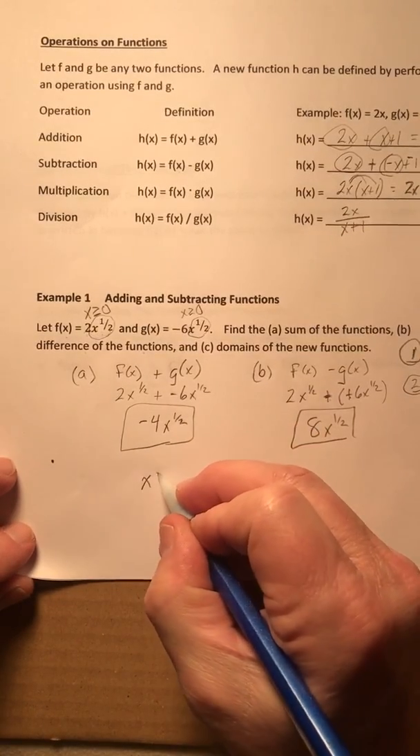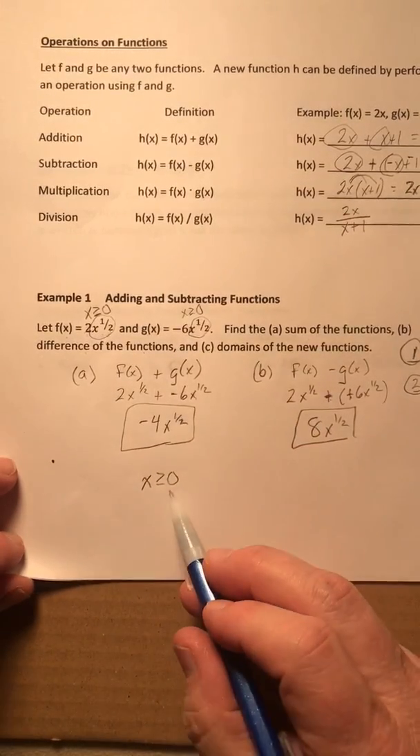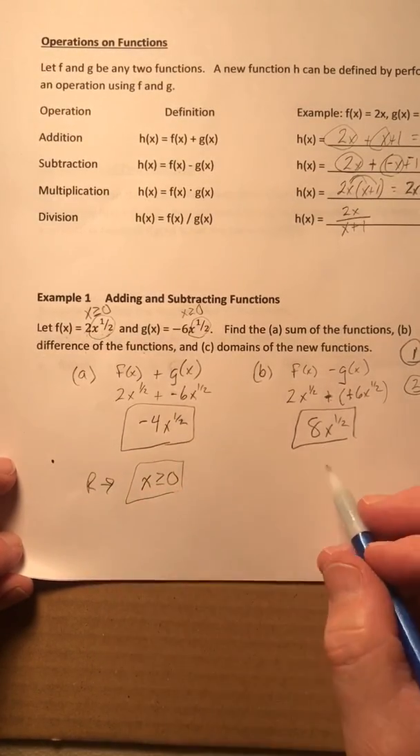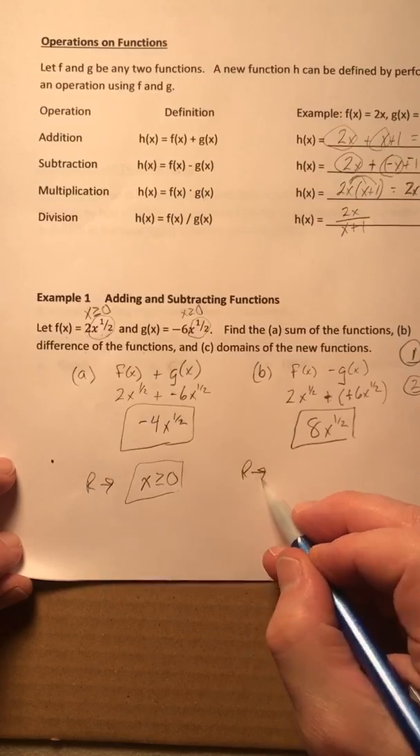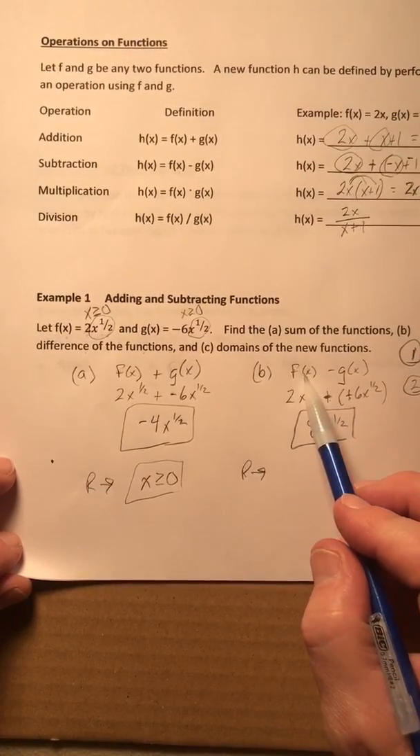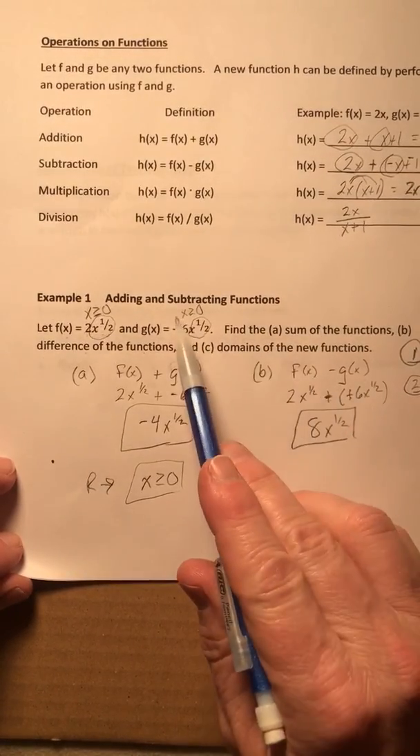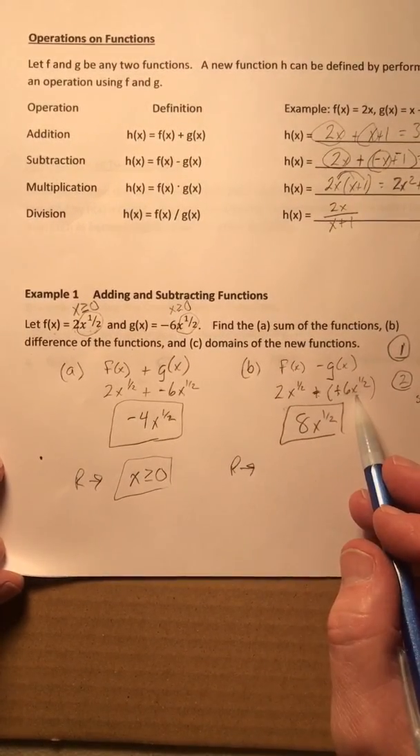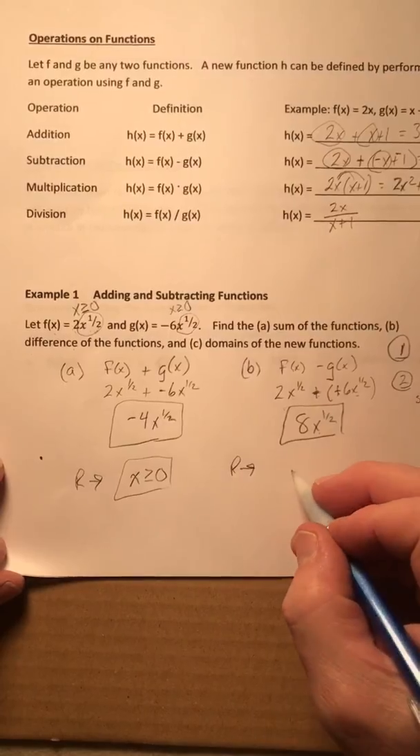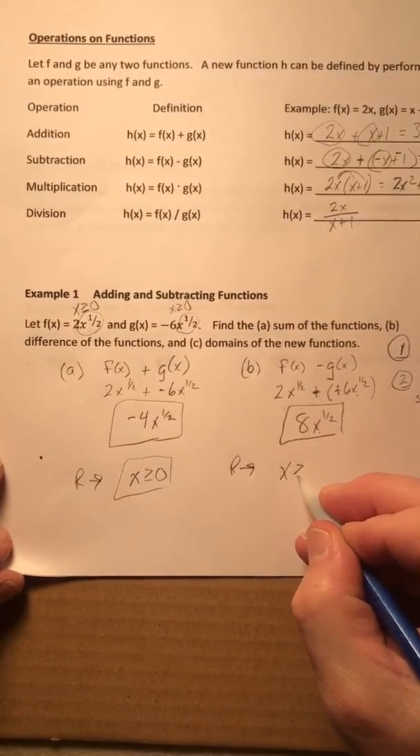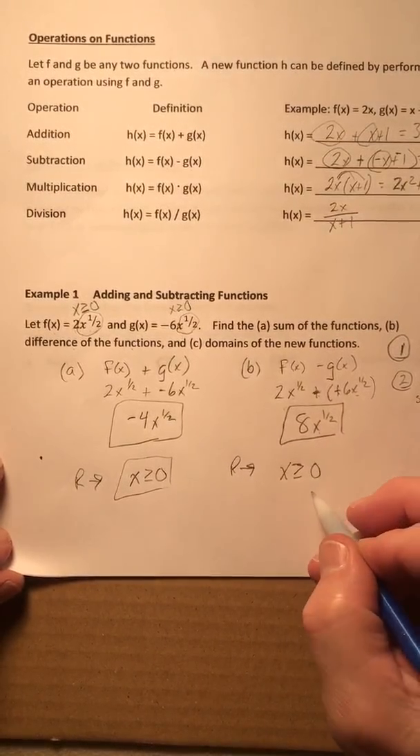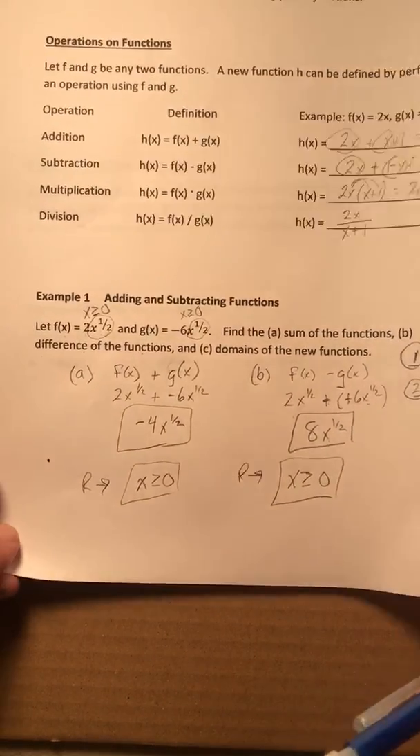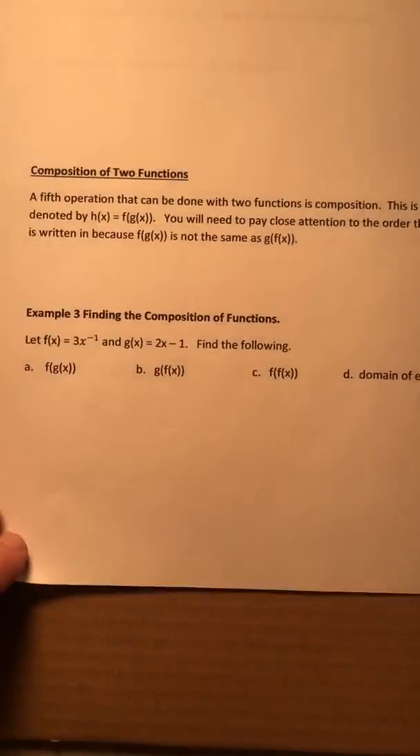So x has to be greater than or equal to 0 for the restriction for a. For b, again, we're using f and g, so x has to be greater than or equal to 0. The operation didn't cause any further restrictions, and the answer doesn't give us any further restrictions. So x greater than or equal to 0 is also the restriction for that one. That's something that can be tough to get used to.